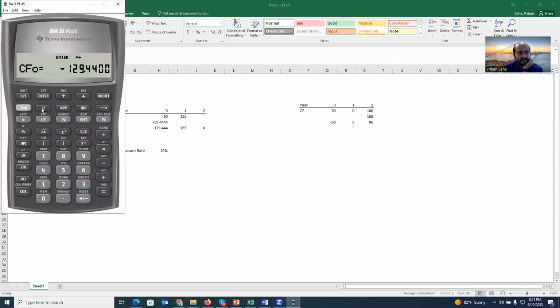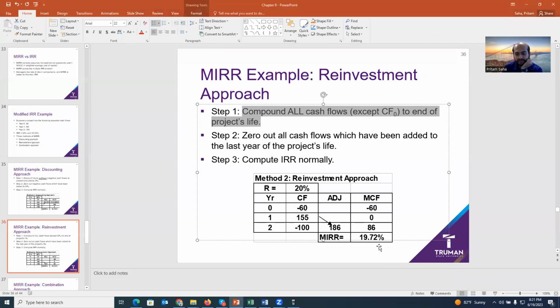Go here, cash flow 0, second, clear. Go here, 60 negative, enter. Cash flow 1 is 0, enter. Cash flow 2 is positive 86, enter. Now compute IRR, compute: 19.7219.